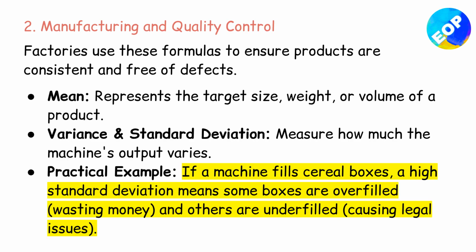2. Manufacturing and quality control. Factories use these formulas to ensure products are consistent and free of defects. Mean represents the target size, weight, or volume of a product. Variance and standard deviation measure how much the machine's output varies. Practical example. If a machine fills cereal boxes, a high standard deviation means some boxes are overfilled, wasting money, and others are underfilled, causing legal issues.